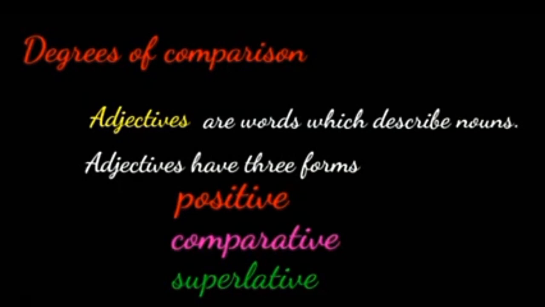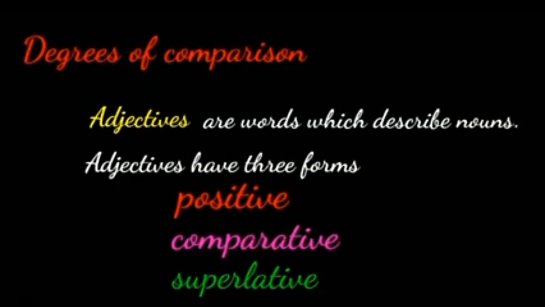Then, we move to the comparative degree, children. The comparative form is used for comparing two people or things. For example, my sister is taller than my mother. Here, sister is compared with mother. So, it is comparative degree.